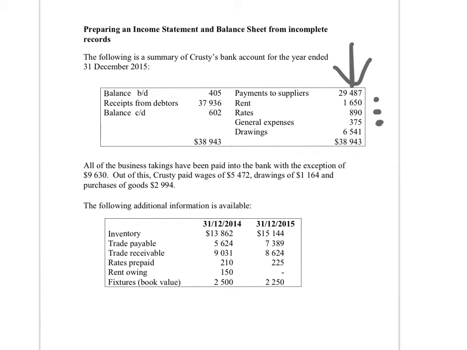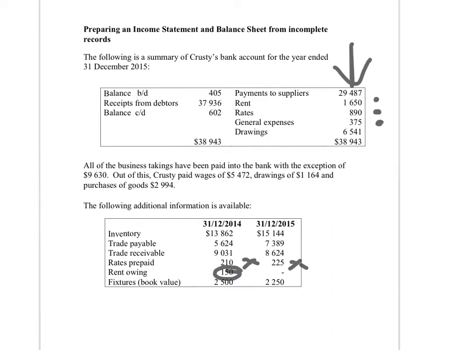Now, with rent, for instance, we have rent owing down here, rent owing last year, so the 1650 is going to be affected, and with the rates, rates prepaid last year and this year, so that rates figure up there of 890, it's going to have to change a fair bit. And general expenses, I don't see anything sticking out here.